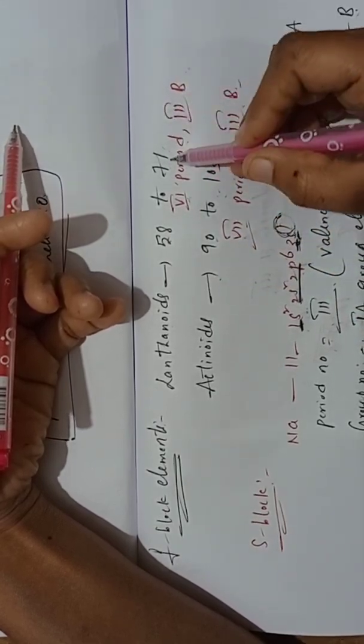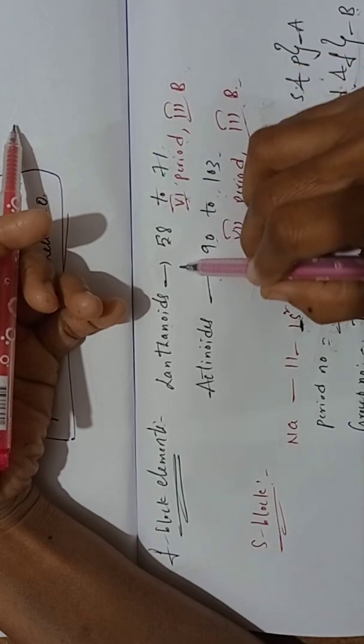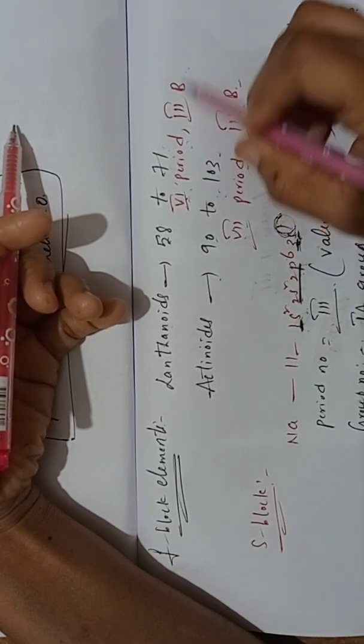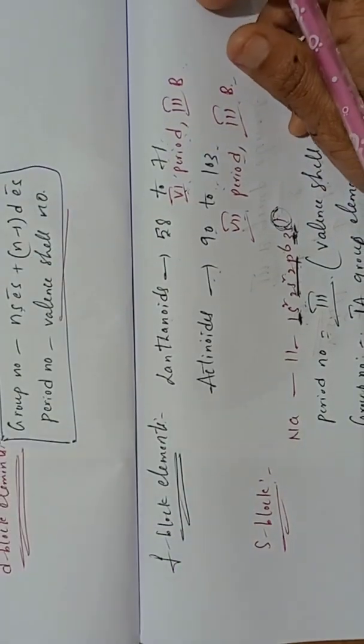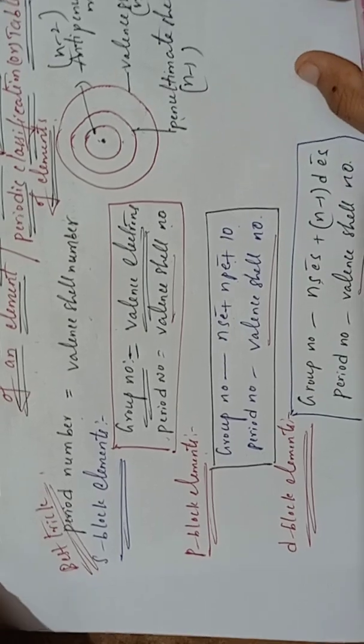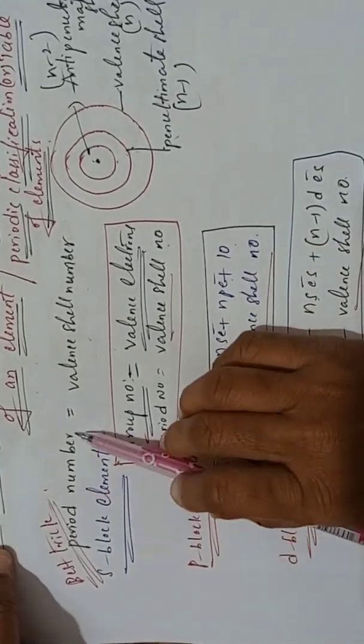Then only you can calculate the problem, students. Here, lanthanoids belong to the sixth period, third B group. Actinoids belong to the seventh period, third B group, students. Okay? So this is the best trick, students. You have to practice all of this. Okay? Period number for S and P block.